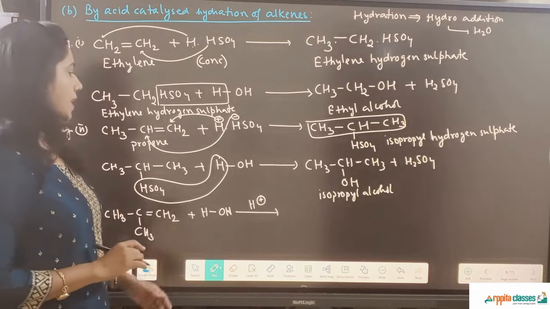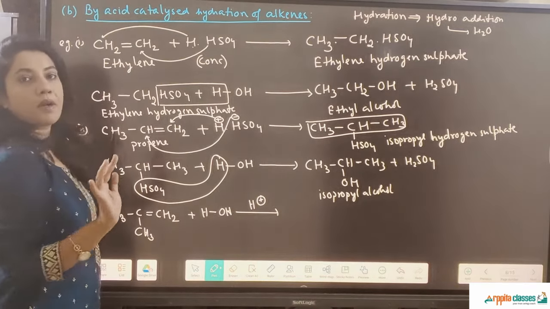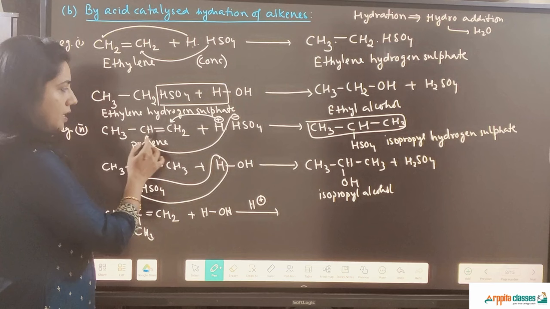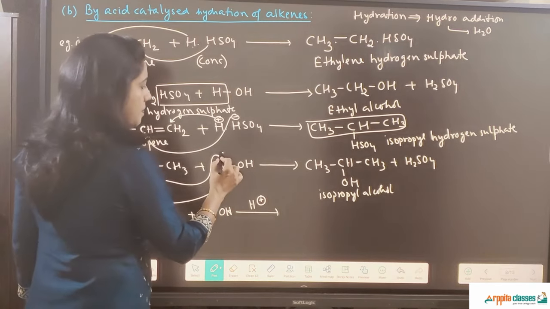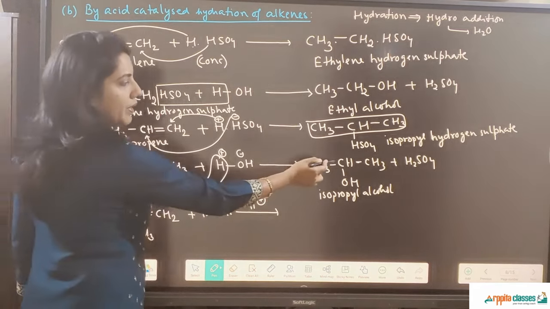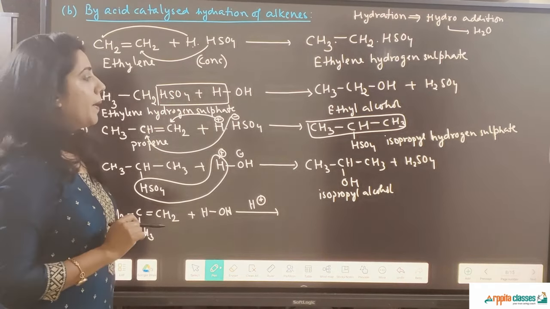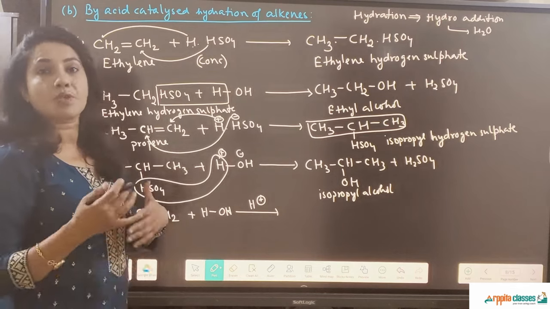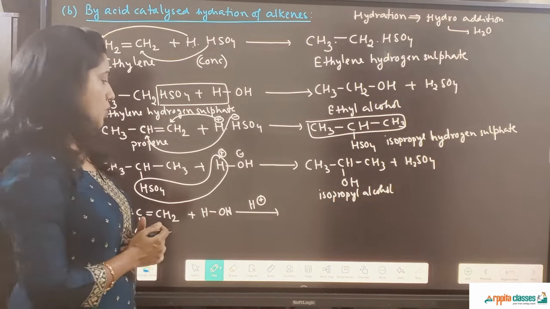So here you can see the ultimate addition of OH is according to Markovnikov rule. This is your propylene. So this carbon is having less number of hydrogen. So water, this is plus and this is minus. So the negative part will get attached to this carbon atom. You can observe here that Markovnikov rule is followed. But this reaction happens in presence of acid. Acid catalyzed hydration of alkenes. Therefore the name is so.